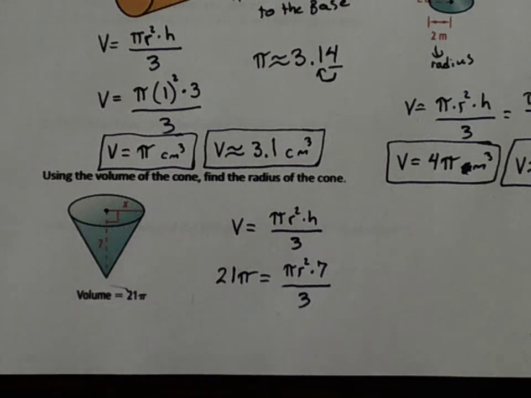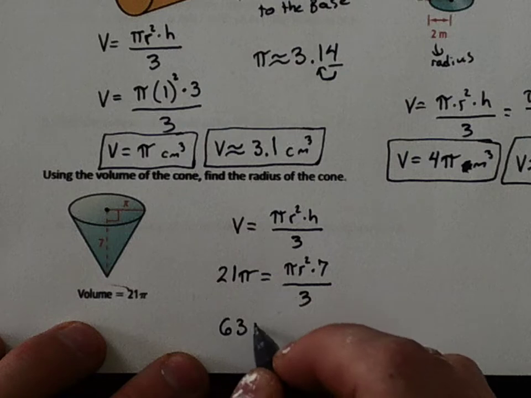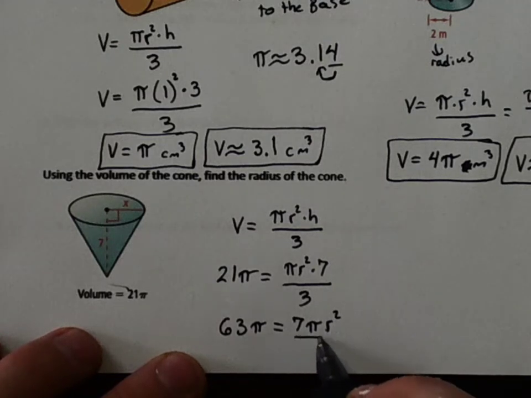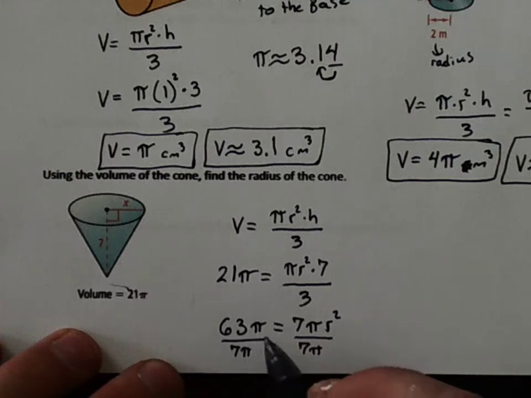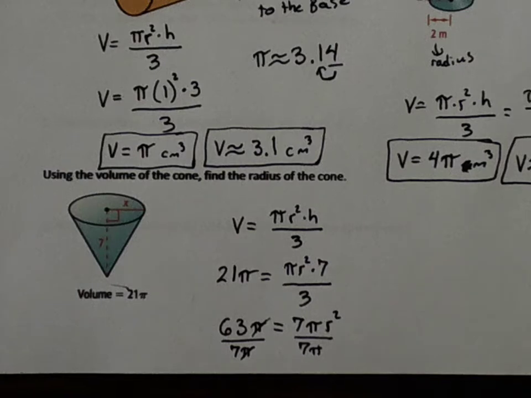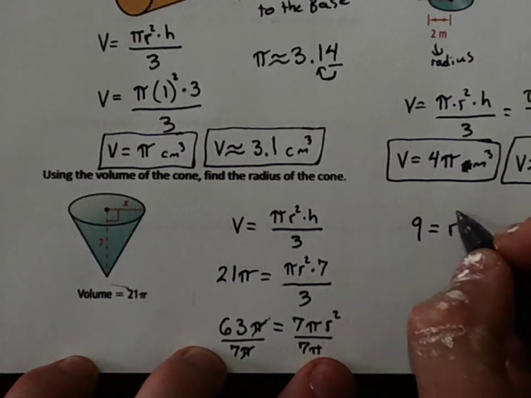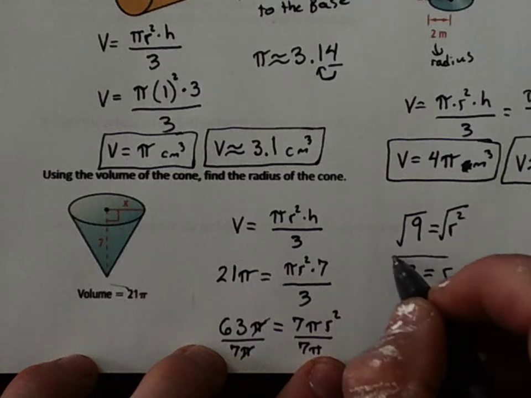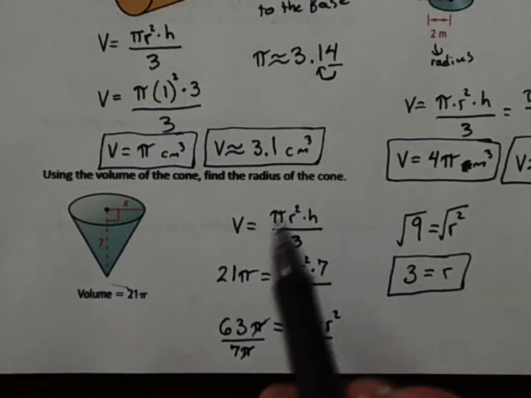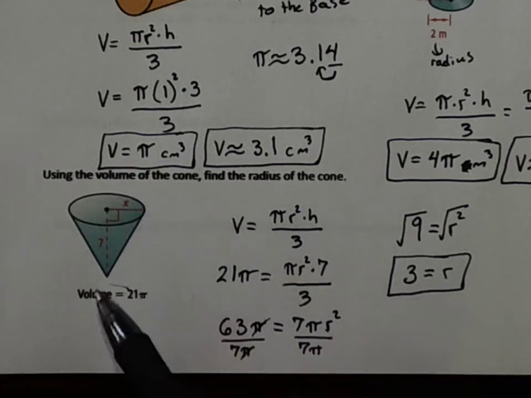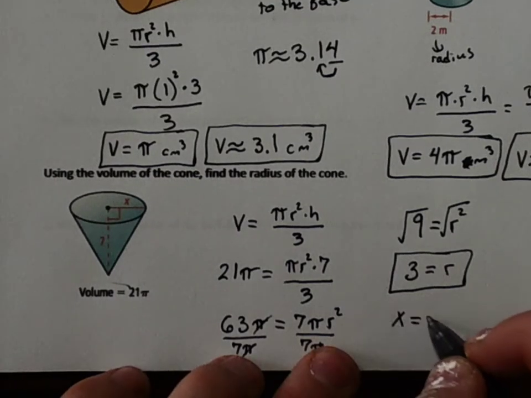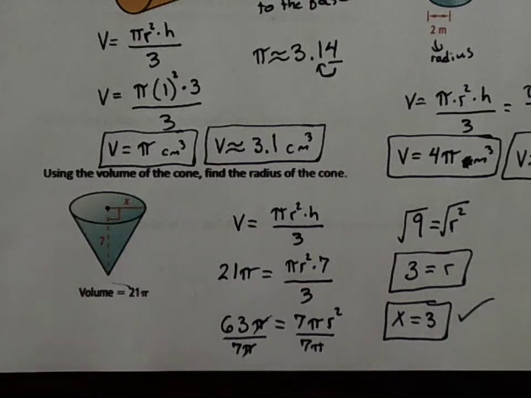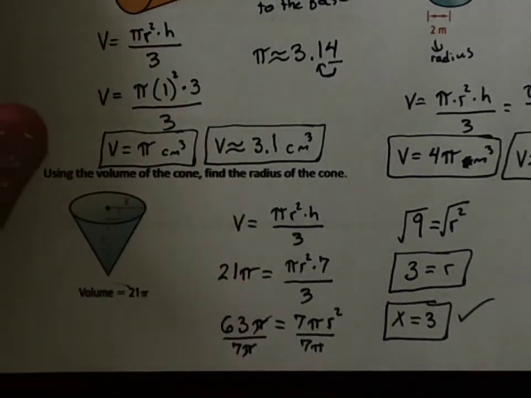We multiply the 3 over. 21 times 3 is 63. So we have 63 pi equals 7 pi radius squared. Now I can divide by 7 pi, and I divide by 7 pi. The pi's go away. 63 divided by 7 is 9. So we have that 9 equals radius squared. Take the square root, and you get that the radius is 3. So that would be giving us the volume to find an unknown value. And I guess actually technically we should call this x equals 3 because they call the radius x. So at the very end we could just call x equals 3 and that would be our answer right there. All right, so that's cone.